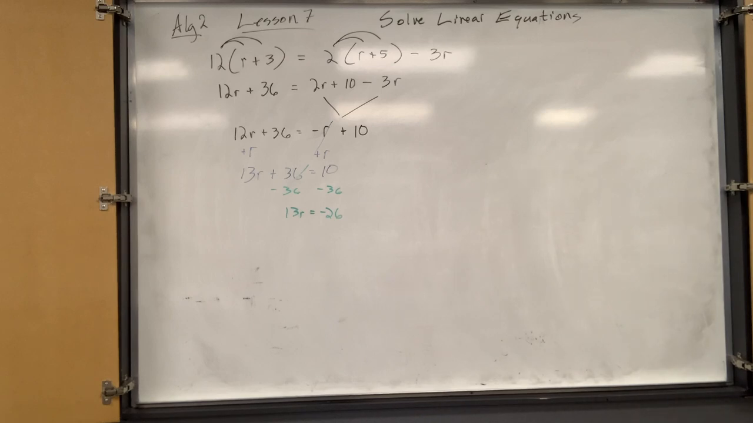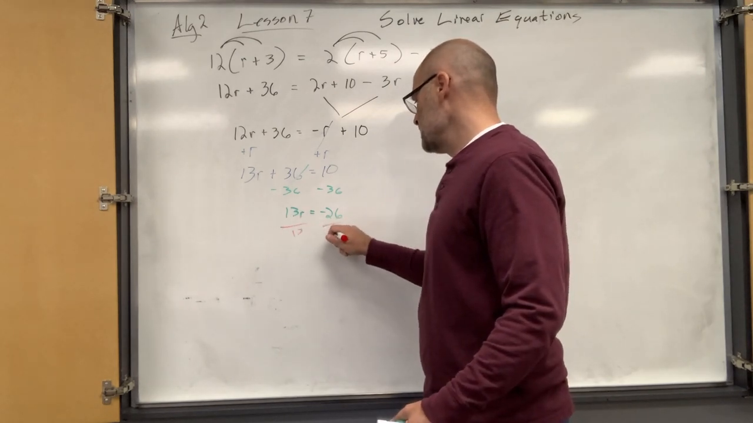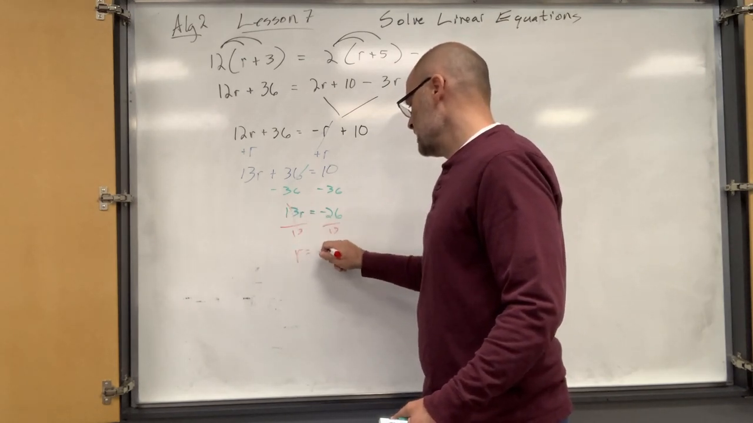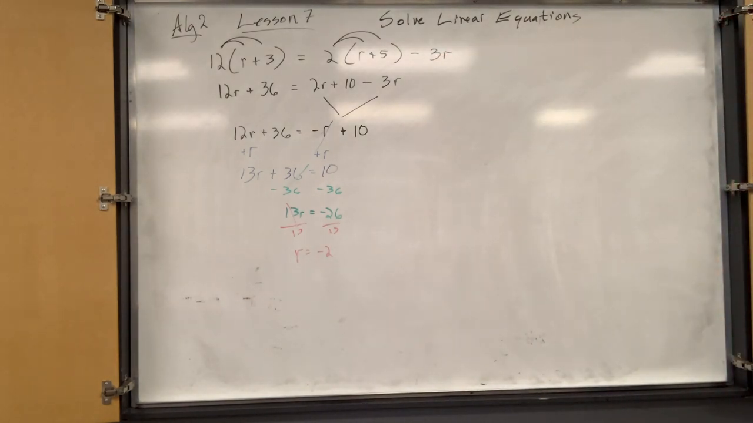Okay. Eliminate coefficient. Remember, this is what the variable is being multiplied by. Coefficient's kind of like a tricky word, it is what the variable is being multiplied by. So how do you get rid of it? You divide. If you can remember that, you don't have to write that part down. So divide by 13, whatever you do on one side, do the other. R equals negative 2, because a negative divided by a positive is negative. 26 divided by 13 is 2.